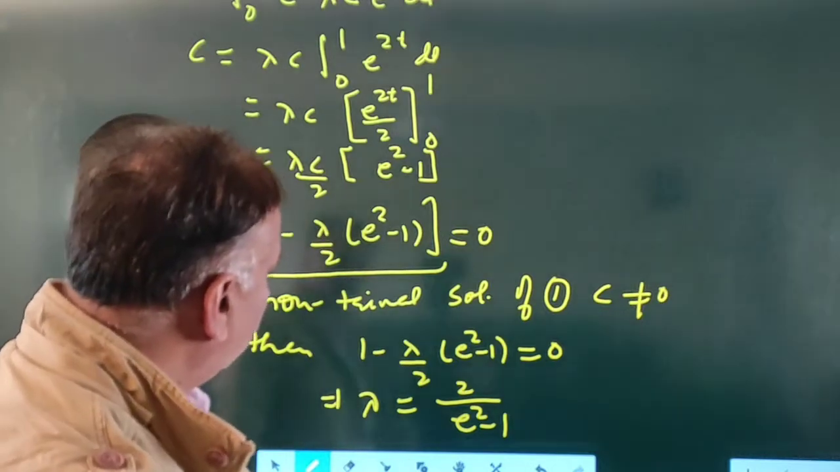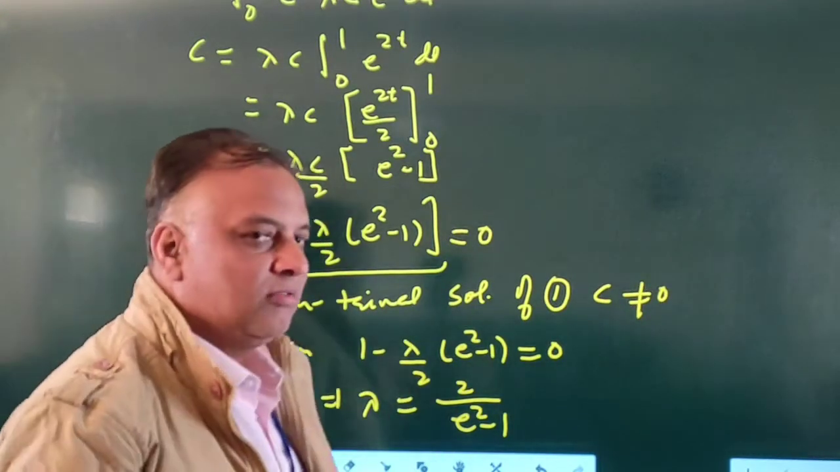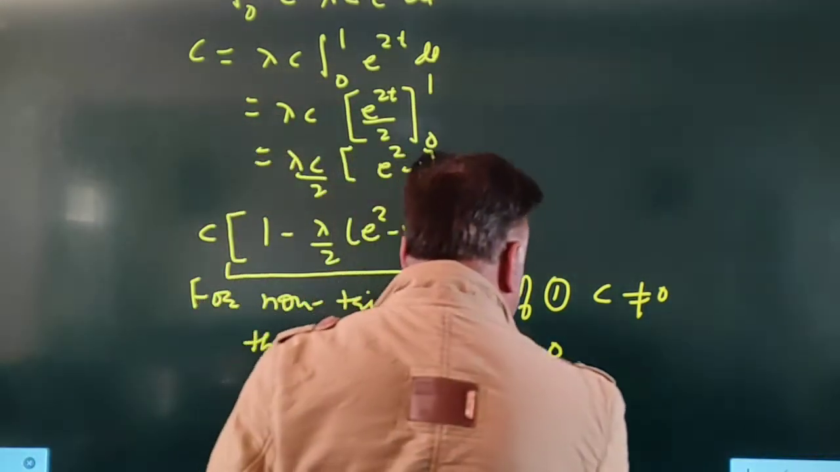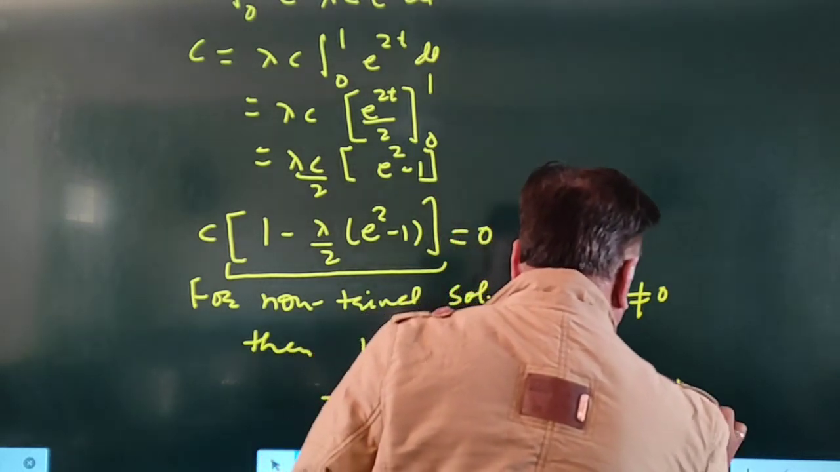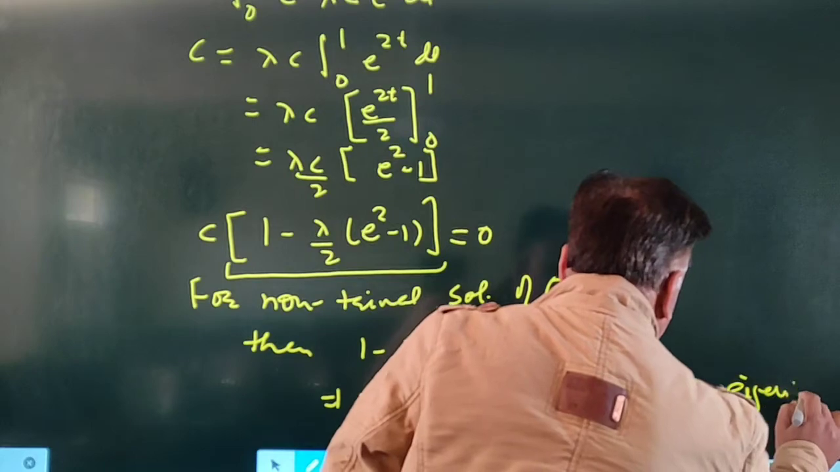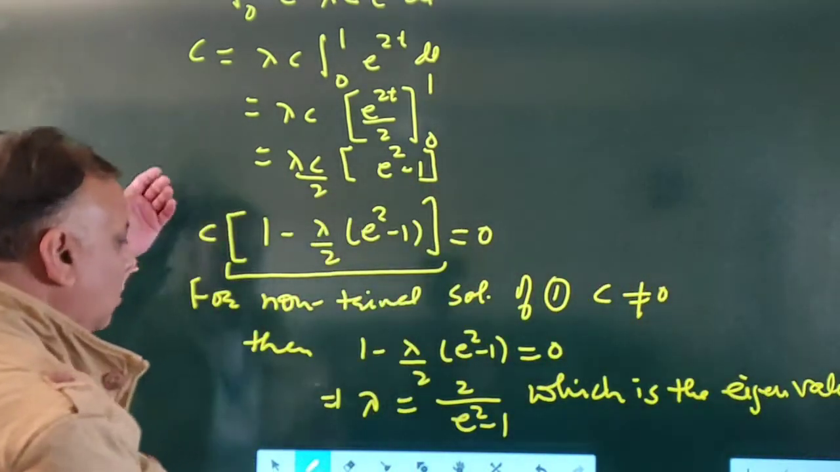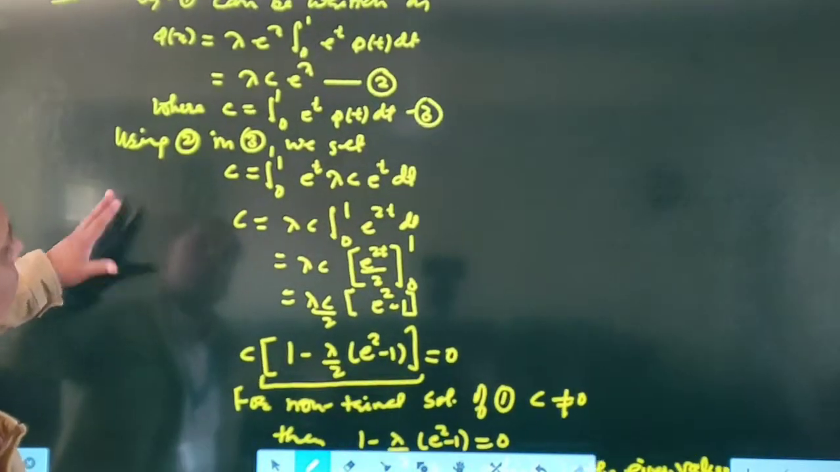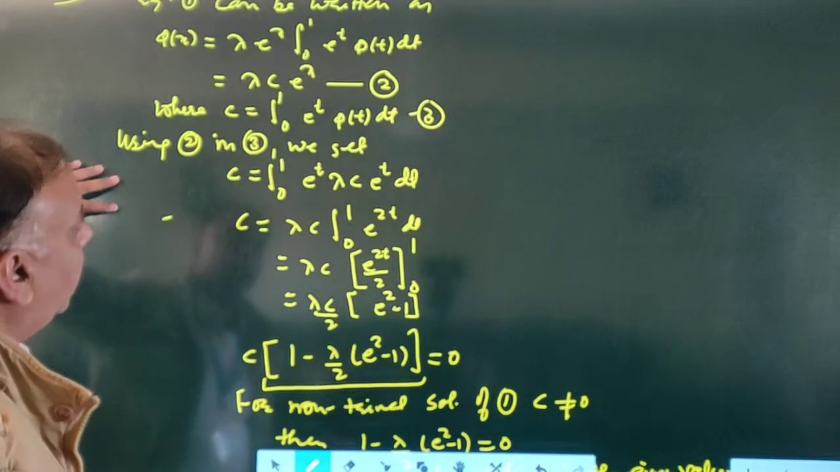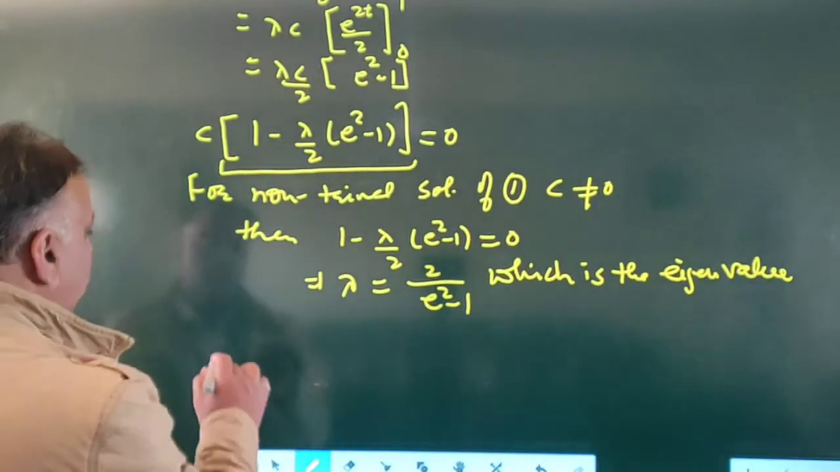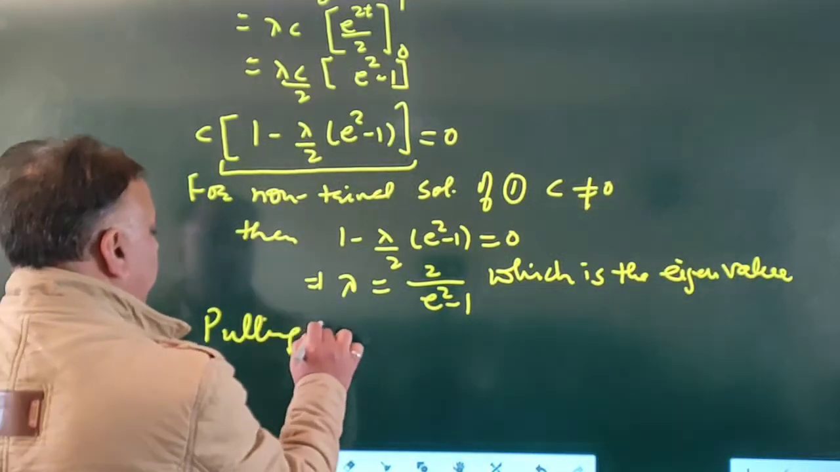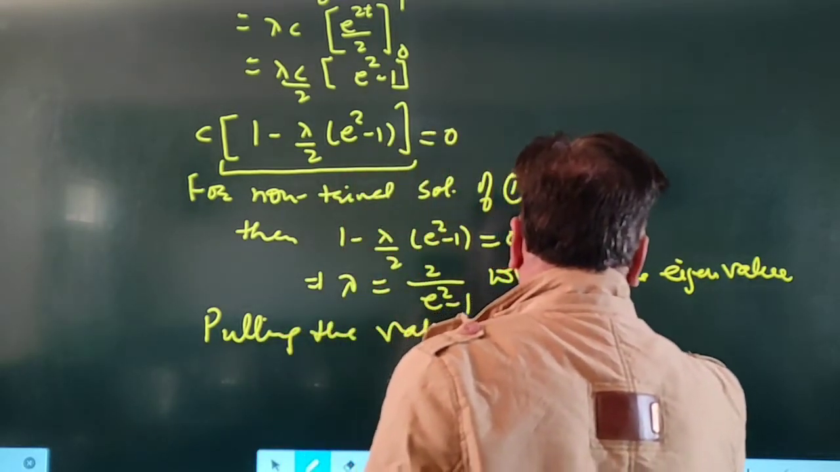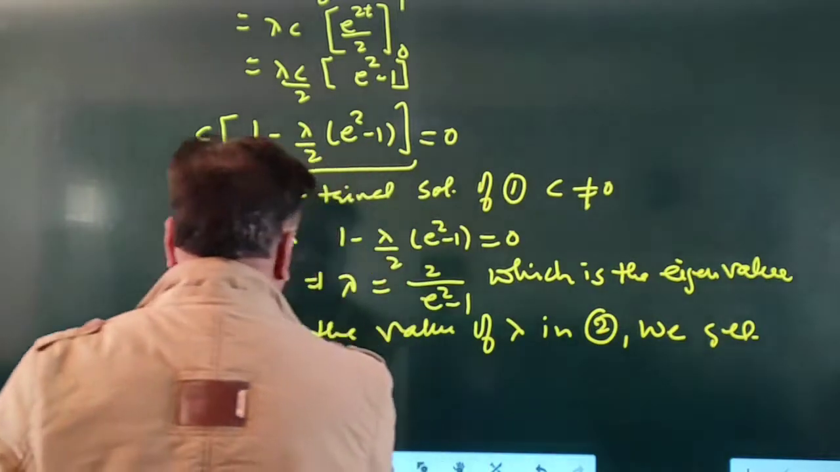Lambda is equals to 2 upon e square minus 1. What is lambda? Lambda is the eigenvalue. So putting the value of lambda in equation number 2, we get the required solution of the problem.